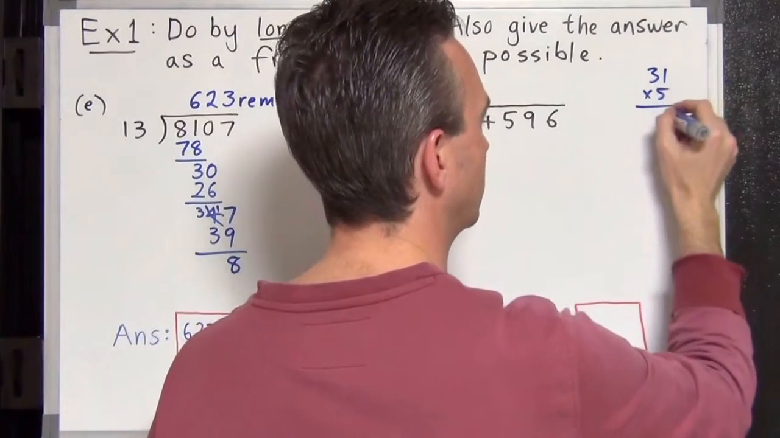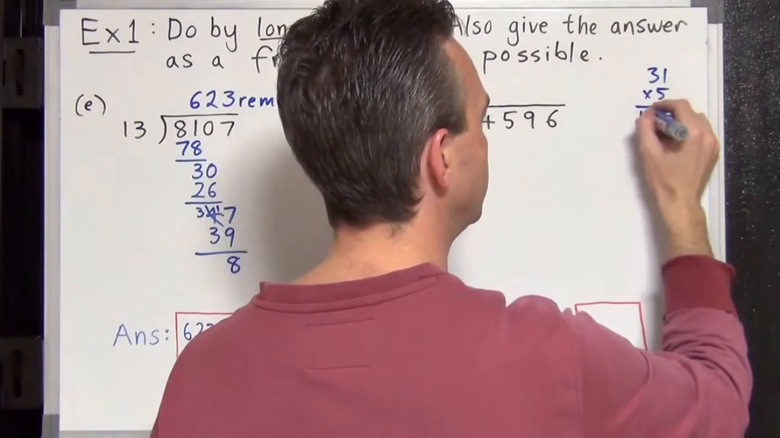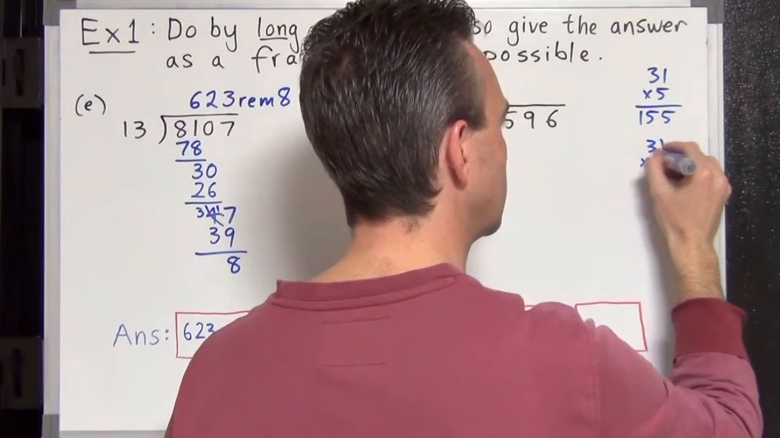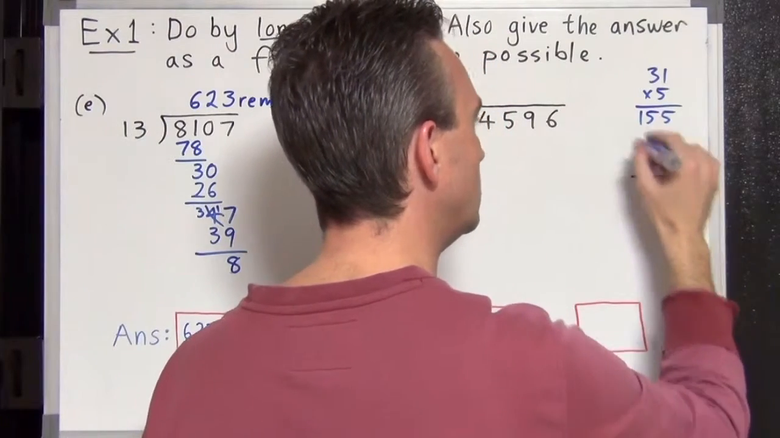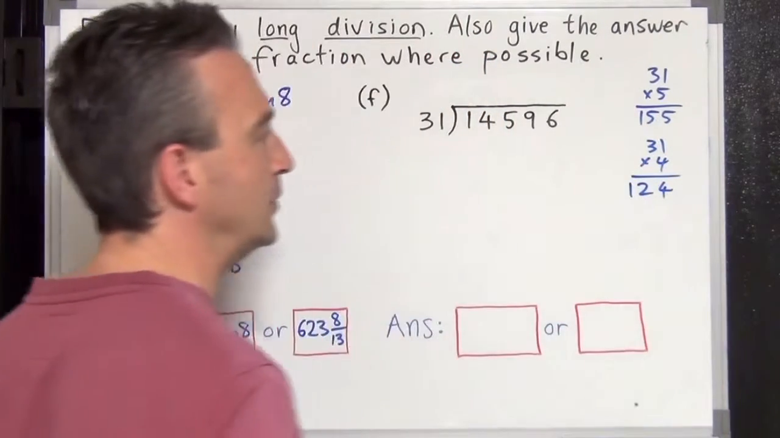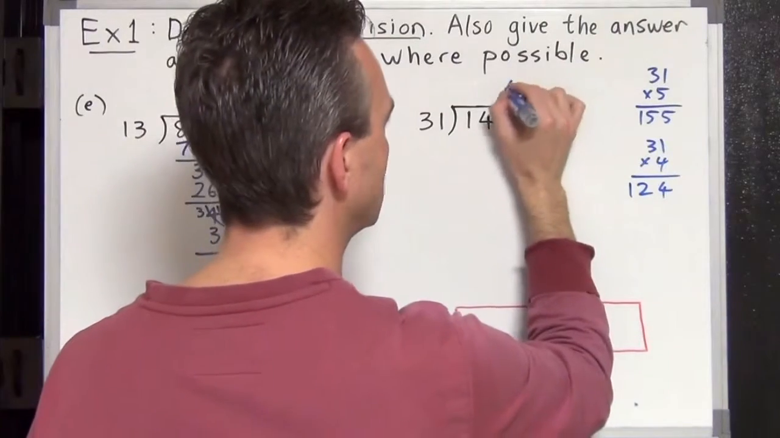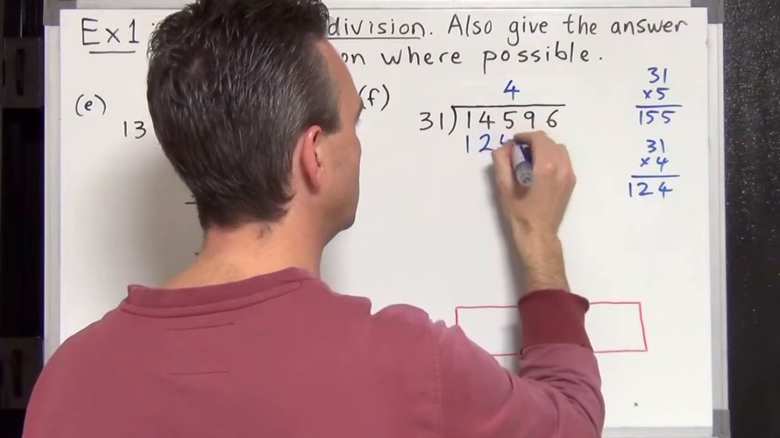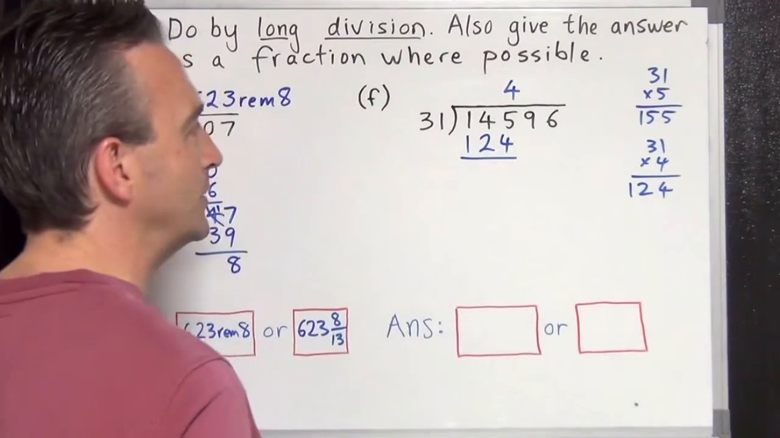Let's check this out. 5 1s are 5, 5 3s are 15. 155, still a bit too big. Must be 31 times 4. 4 1s are 4, 3 4s are 12. I think we got it. So it's going to go 4 times. 4 times 31 is 124. Okay, and then we subtract.